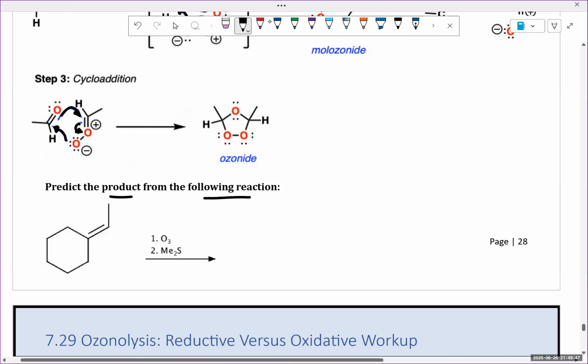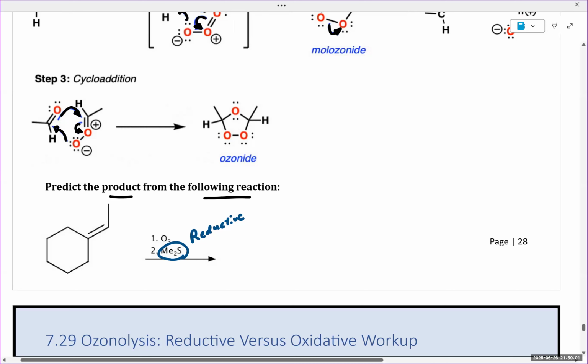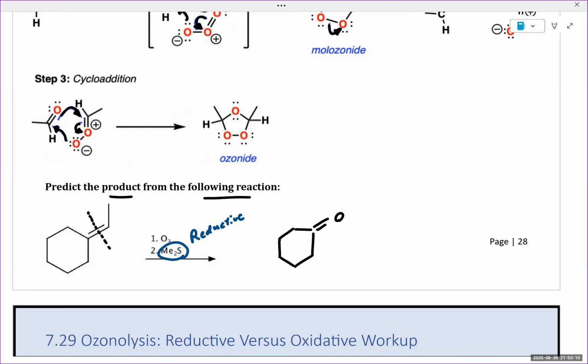Okay, so first and foremost, dimethyl sulfide, this is reductive. So we're under reducing conditions. So we'd expect to observe aldehydes and ketones. So in ozonolysis, for predicting the product, you just break that carbon-carbon double bond and you draw out a carbonyl at each of the carbons. So in this case, we get cyclopentanone and this short chain aldehyde.